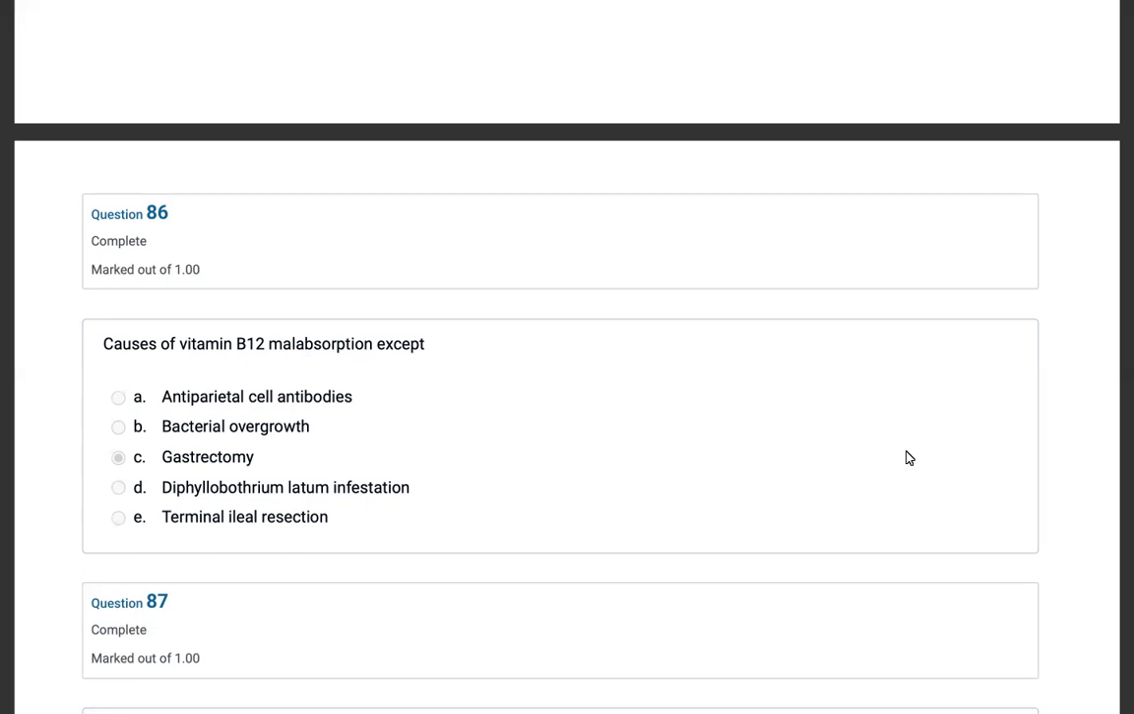For gastrectomy, it's more or less like an antiparietal cell, since you're removing the parietal cells. So in one case, you're having antibodies destroying it. The other case, maybe you've removed the cells. So if you remove your stomach, you're removing your source of intrinsic factor, and hence you're not going to be able to have the combination of intrinsic factor and vitamin B12 for them to be absorbed, which is an initial step for vitamin B12 absorption. So the best answer here will be the bacterial overgrowth, since the rest are pretty much correct.